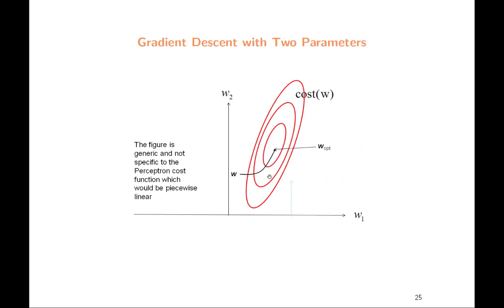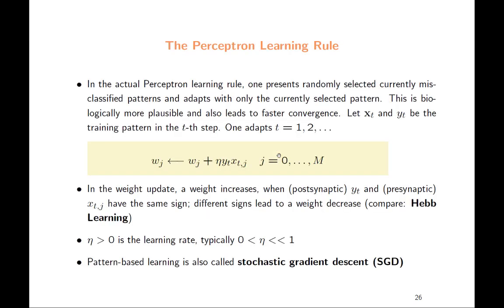In 2 dimensions, it looks like this. You have this hyperbolic type of function here. So this is supposed to be the minimum, and then the cost function increases in all the directions, and hopefully nicely, the W moves to the optimal W.